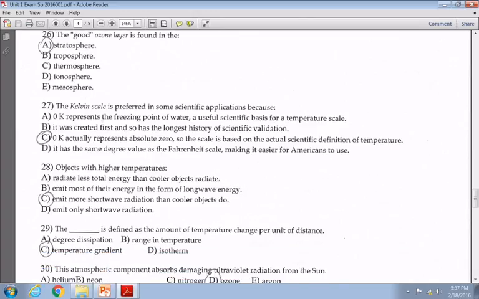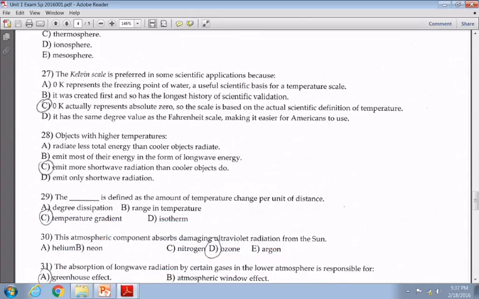Question 28. So C was the best answer for 27. Question 28, objects with higher temperatures, C, will emit shortwave radiation as compared to cooler objects. Question 29, we use the term temperature gradient to describe how temperature changes over distance.